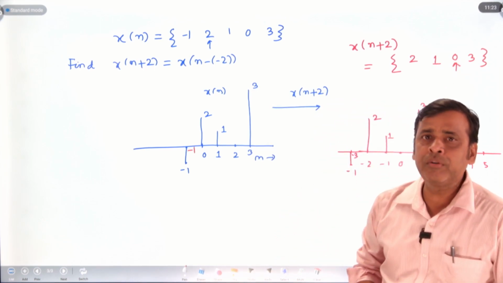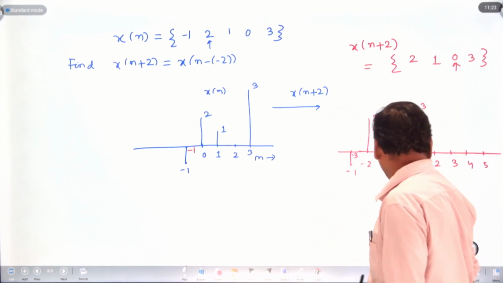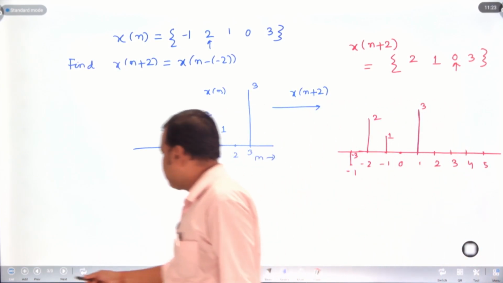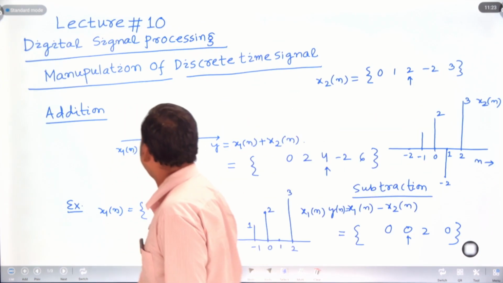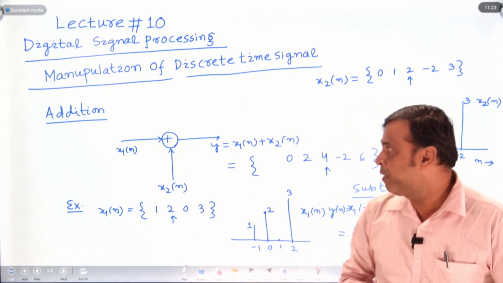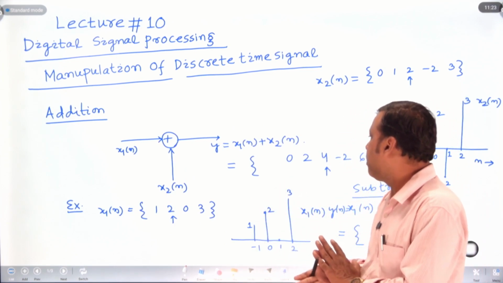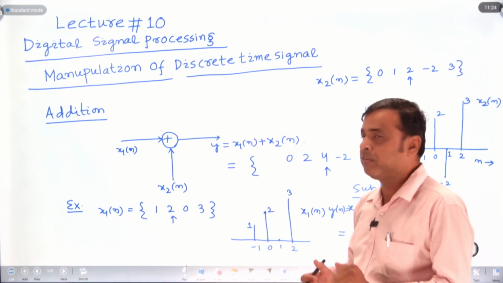This is all about how you shift your discrete signals. In case of discrete time signals, as far as manipulation of discrete signals is concerned, the addition or subtraction operation can be carried out by simply adding the respective values of the discrete signals for n equal to 0, 1, 2, 3 or -1, -2, -3.